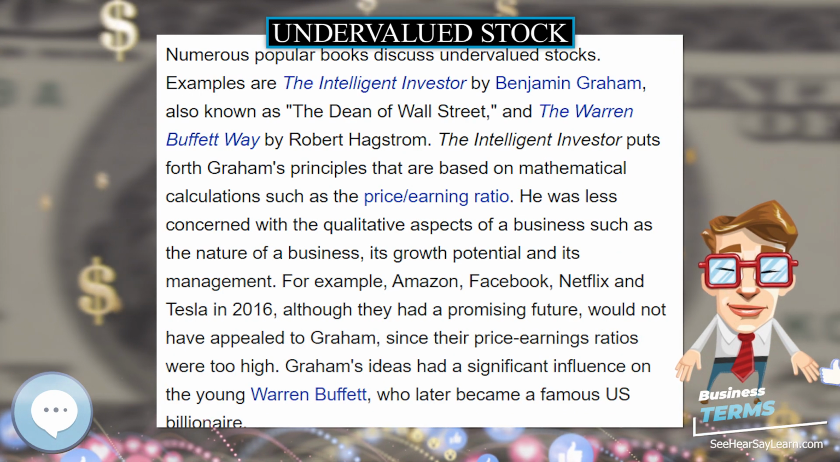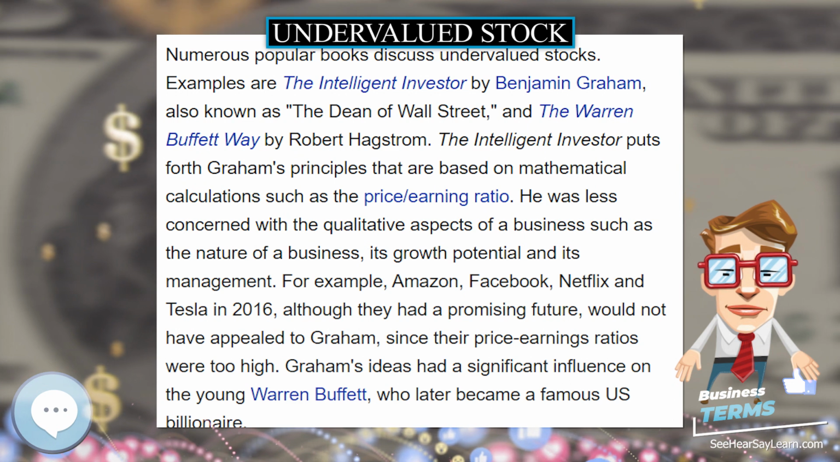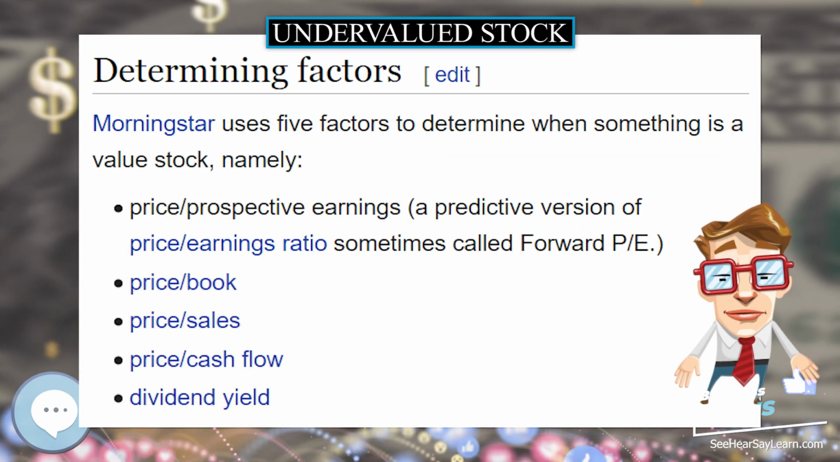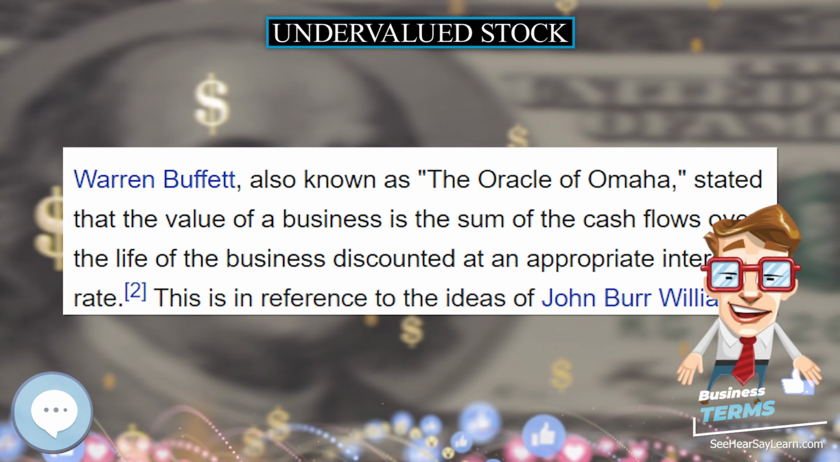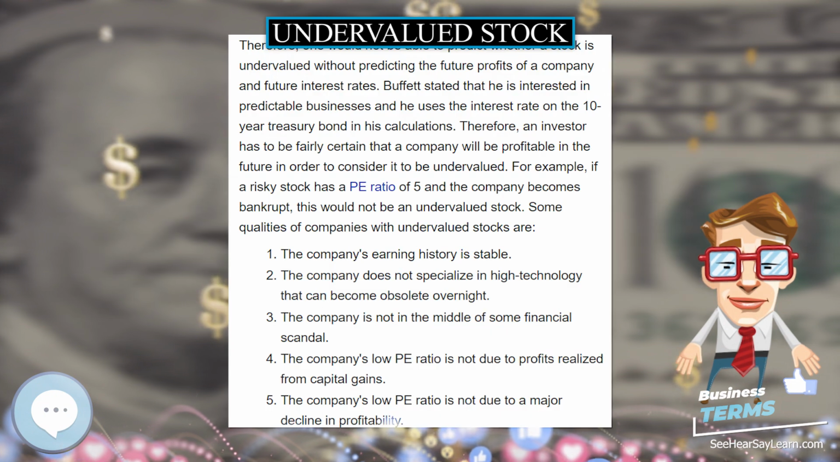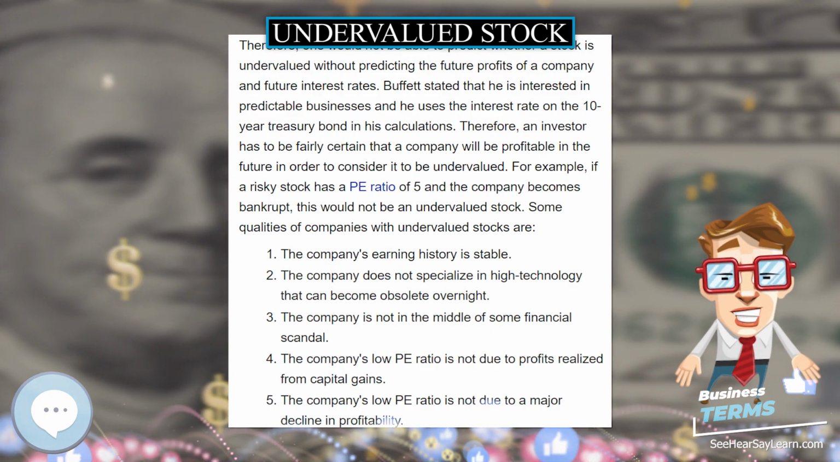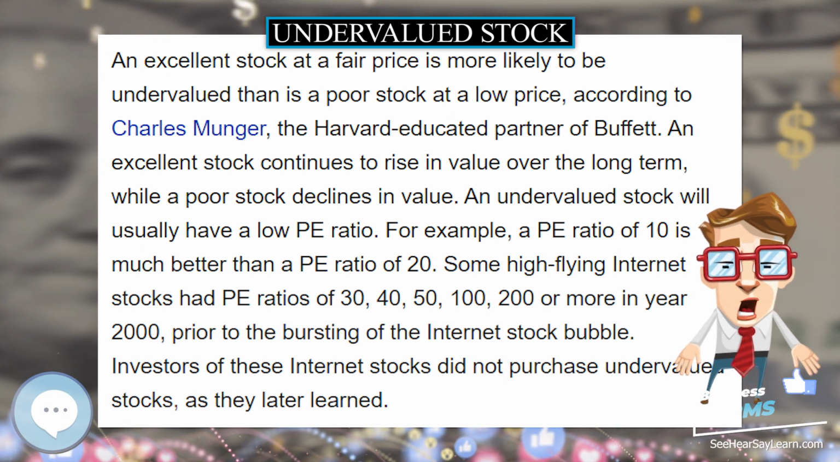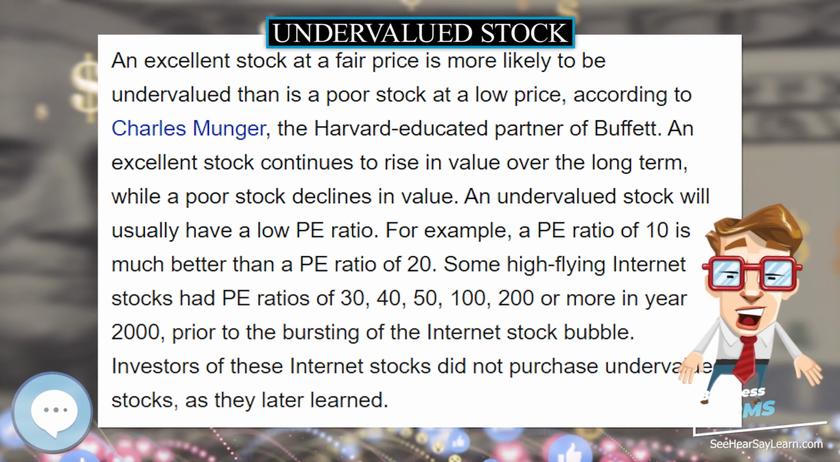For example, a P ratio of 10 is much better than a P ratio of 20. Some high-flying internet stocks had P ratios of 30, 40, 50, 100, 200 or more in year 2000, prior to the bursting of the internet stock bubble. Investors of these internet stocks did not purchase undervalued stocks, as they later learned.